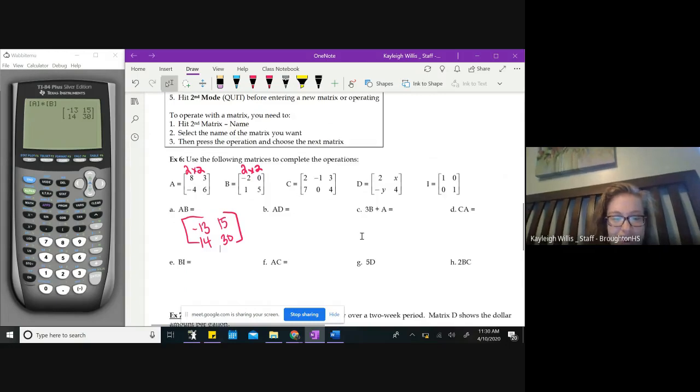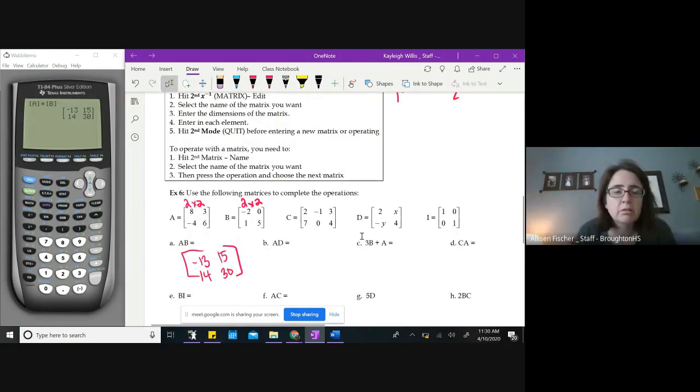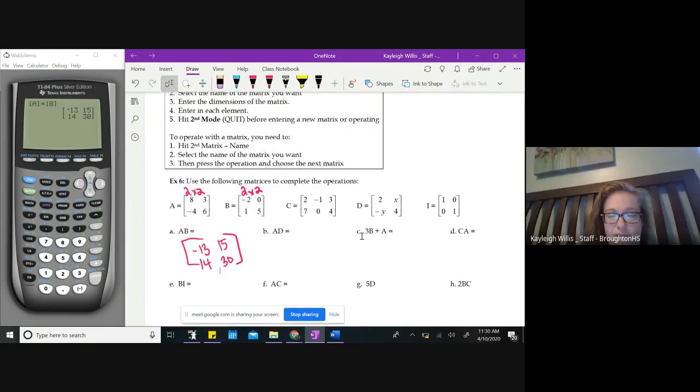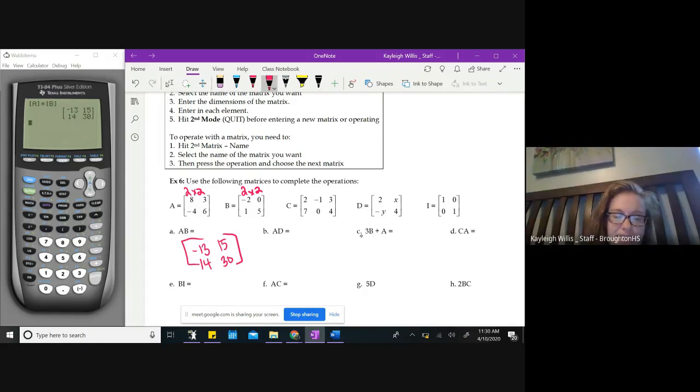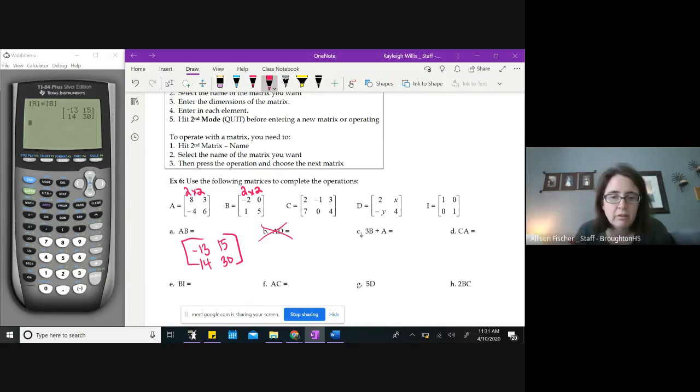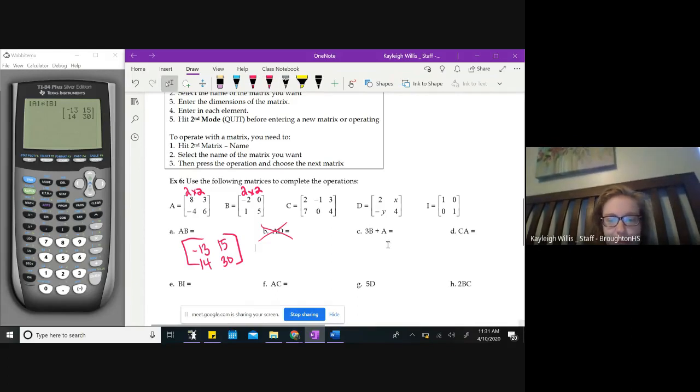Oh, we can't do B. Oh, I messed it up. Sorry, we're gonna cross this out. Omit. You can't do B in the calculator because there's letters in there. Anything with D we can't do. Oh, we could do G. Yeah, we can do G. All right, we're gonna skip over to C.